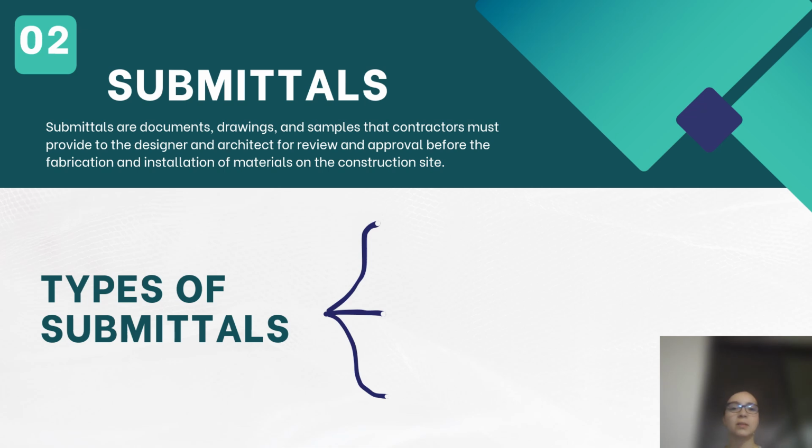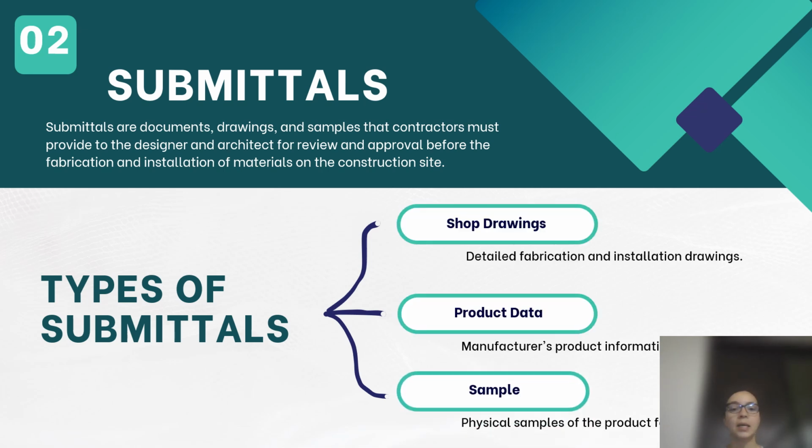Submittals are documents, drawings, and samples that contractors must provide to designers and architects for review and approval before fabricating and installing materials on the construction site. So these documents include shop drawings. These provide detailed instructions for fabrication and installation. The product data, that are manufacturer's information about the product, and samples that are physical portions of the products.